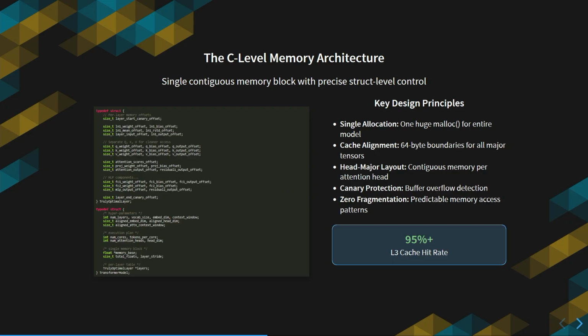Our memory architecture uses a single contiguous memory block with precise struct level control. The key design principles are single allocation: we do one huge malloc for the entire model, avoiding fragmentation. Cache alignment: all major tensors are aligned. This is basically how we have done this.